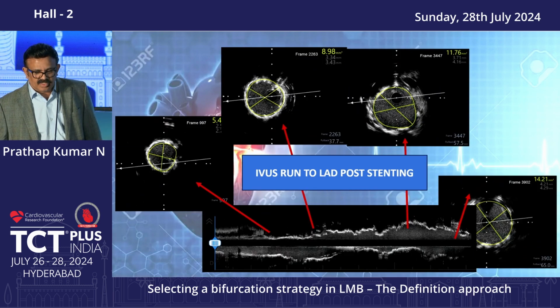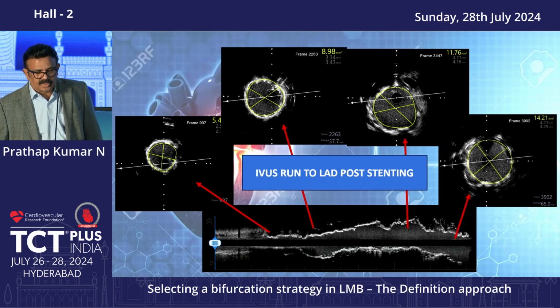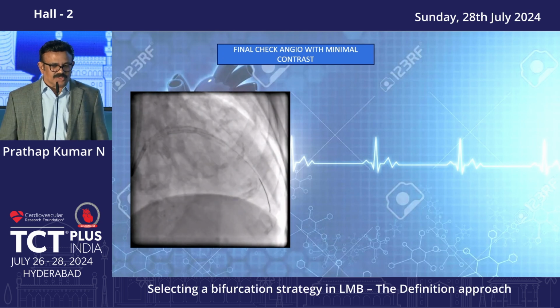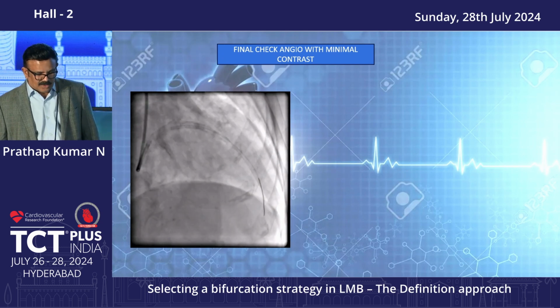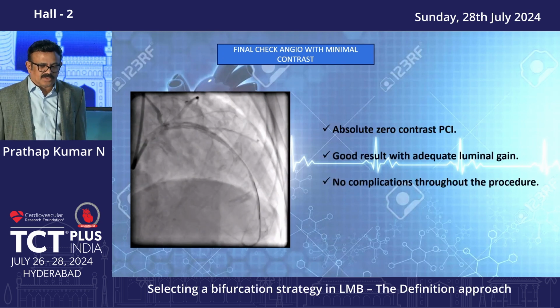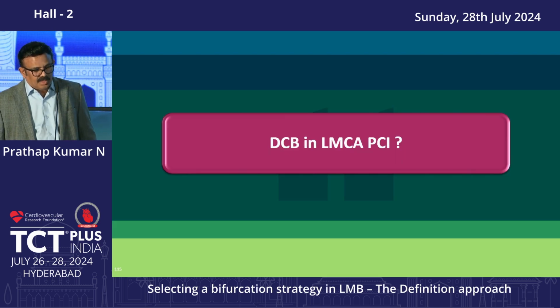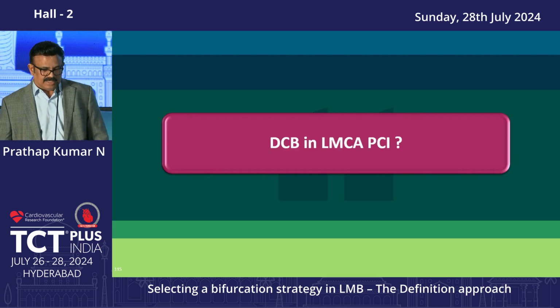8.98, 11.76 and 14.21. So this check angio is for the money getting from the insurance. Otherwise they will not give money. Absolute zero contrast with good result with adequate. There is no pericardial effusion on follow-up. So DCB can be used in LMCA PCI.